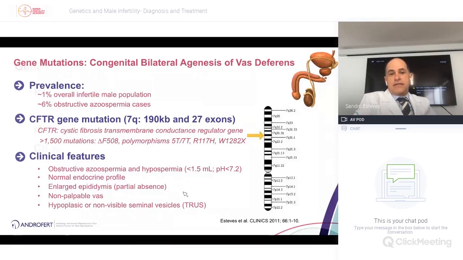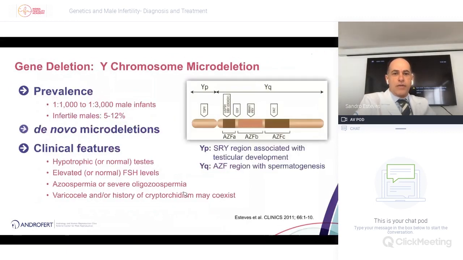And the third one that is very important for us to discuss is the Y chromosome microdeletion. The prevalence is 1 in every 1,000 to 3,000 male infants, and it could affect up to 12% of infertile males. These mutations are not inherited by the offspring. Actually, these are de novo mutations. This is the first time in a generation that the mutation might occur.